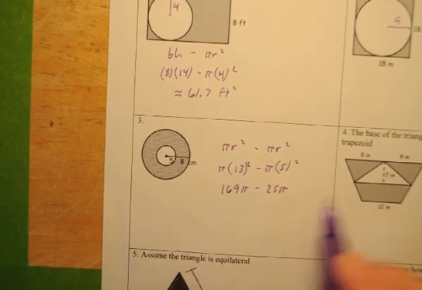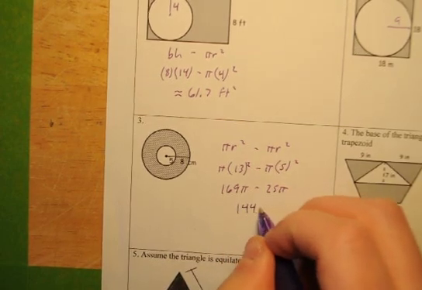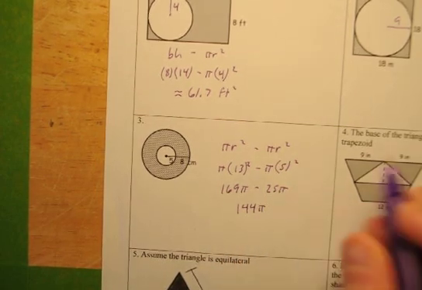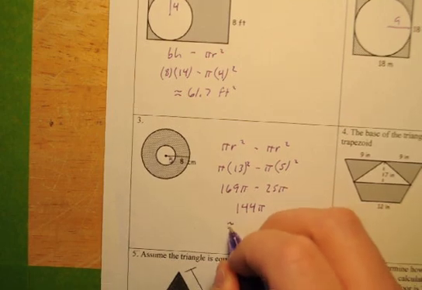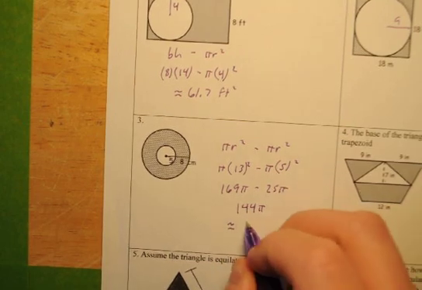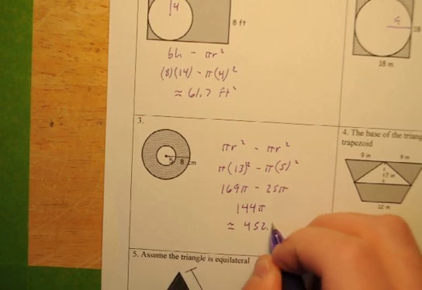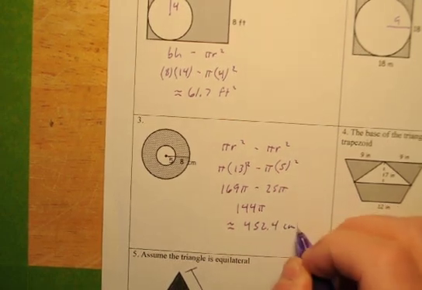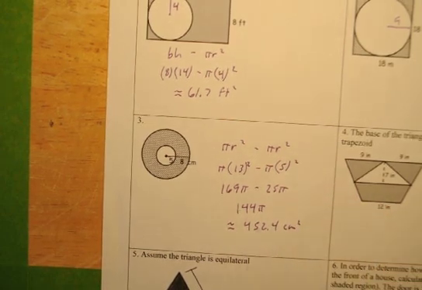Because these are like terms, you could just write the answer as 144 pi, which is approximately 452.4 centimeters squared. So either one of those answers is good.